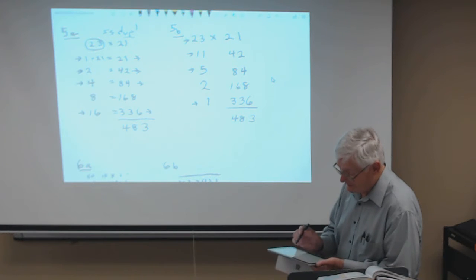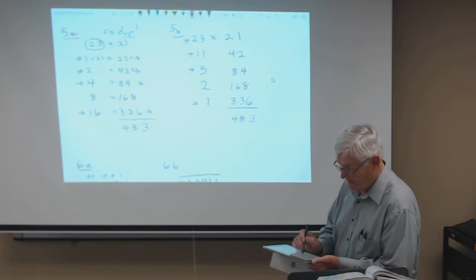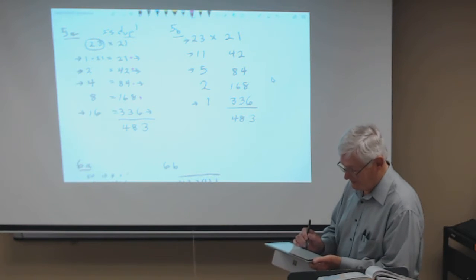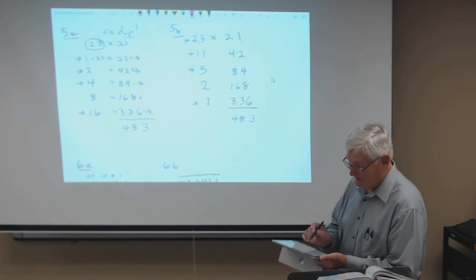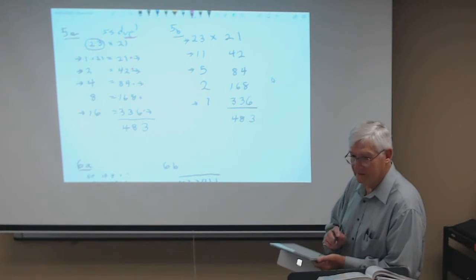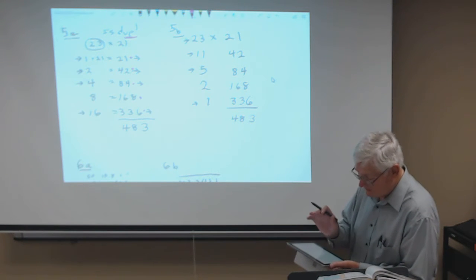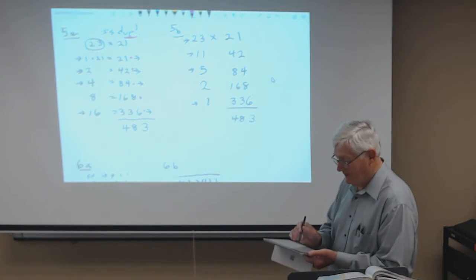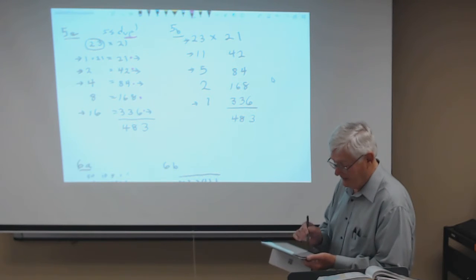Let me change it to red here. 21, 42. Then what's after 42? 84. What's after 84? 168. What happens when you double 168? 336. You follow that? Successive duplications. So just write yourself a note. When it says do this by successive duplications, you take the second number and start doubling it. Take the number and double it up.